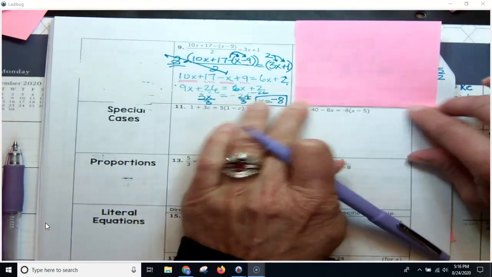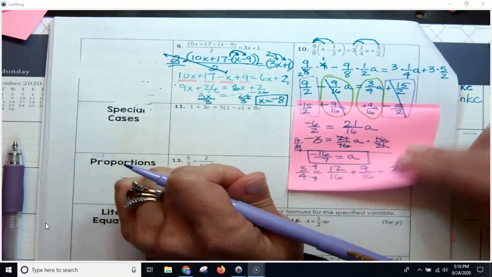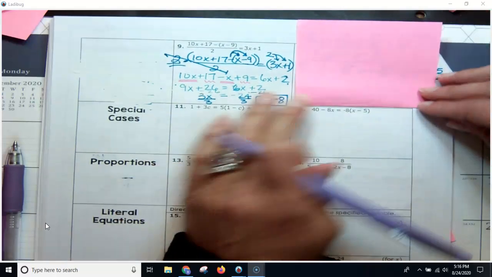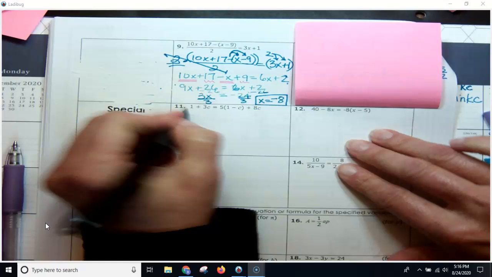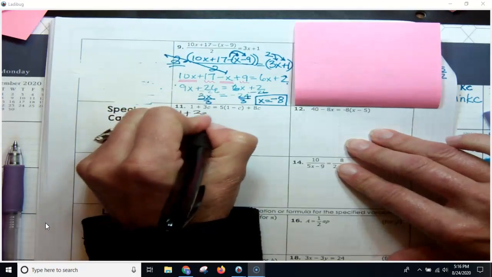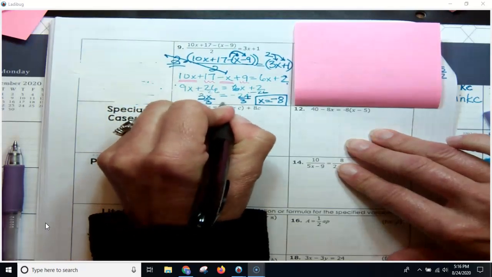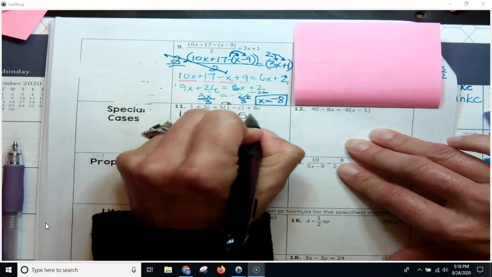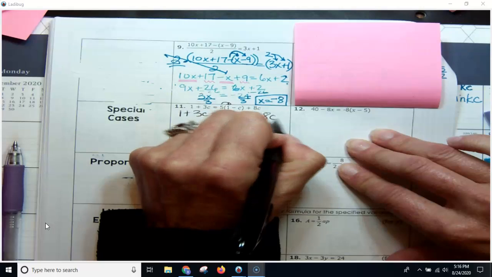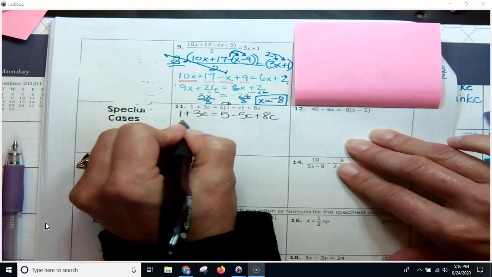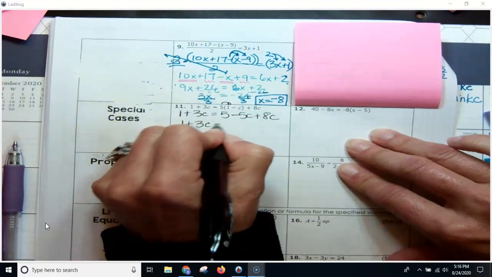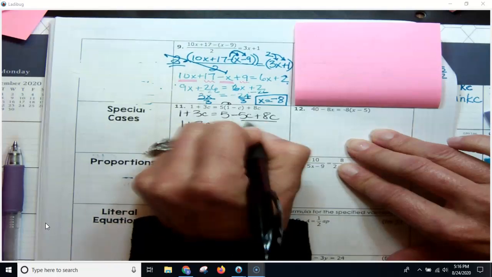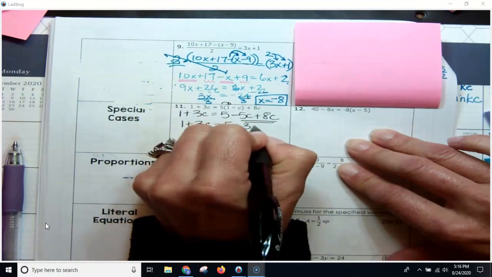We just finished this. I did this big long problem. And now we're going back to special cases. To solve those, you just basically do the same thing. 1 plus 3c equals 5. I'm multiplying. 5 times 1 is 5, minus 5c plus 8c. And I'm going to say 1 plus 3c equals 5. I'm going to combine these like terms.